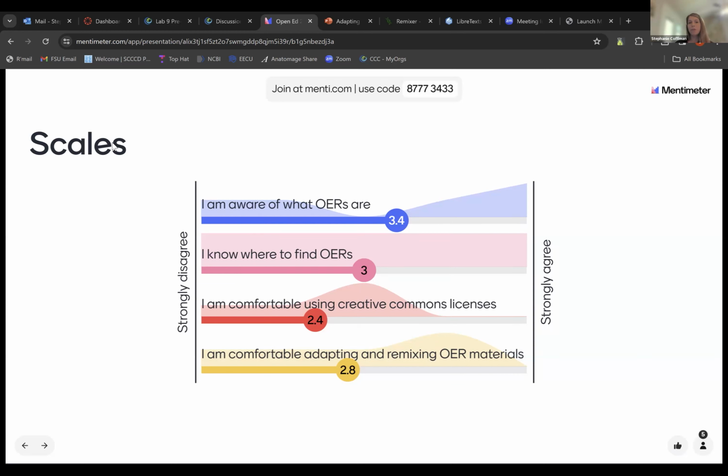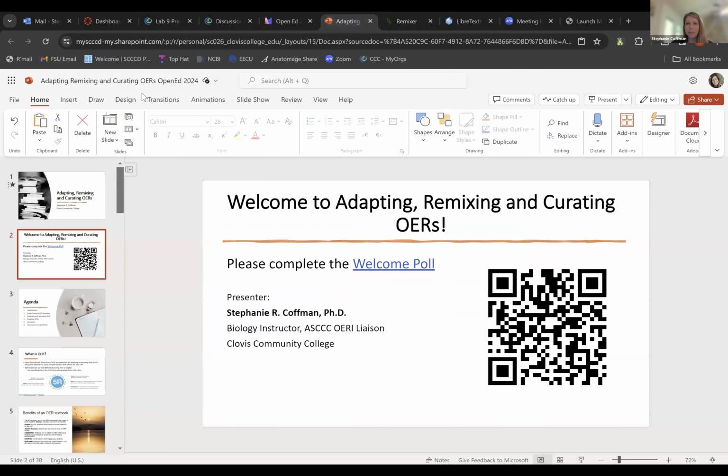So I will review briefly what Creative Commons licenses are, but most of what we're going to be talking about is, once you know what they are, what can you actually do with them? So I'm going to jump back to my slides here, and hello to people who just joined.